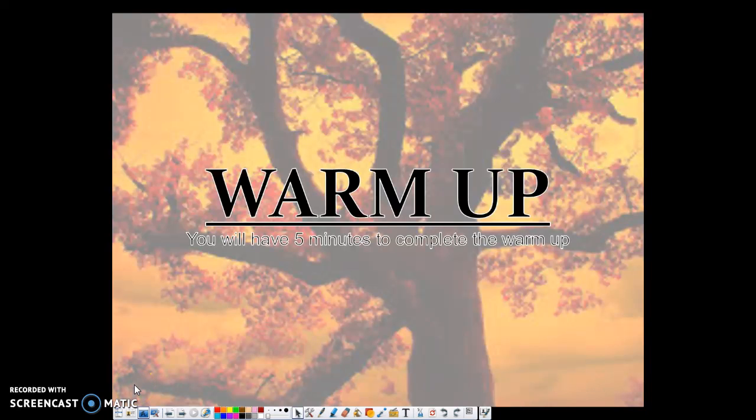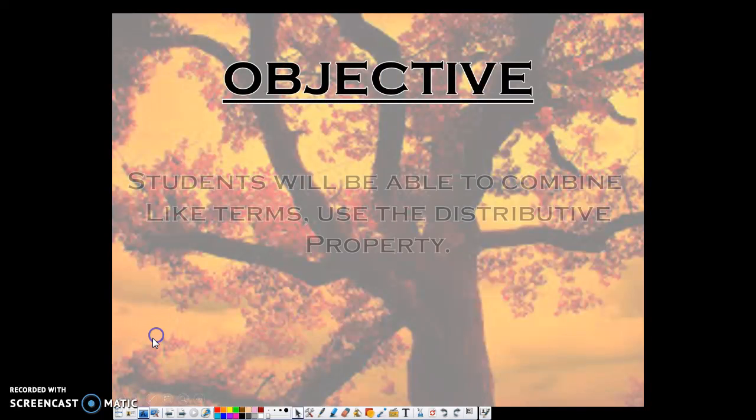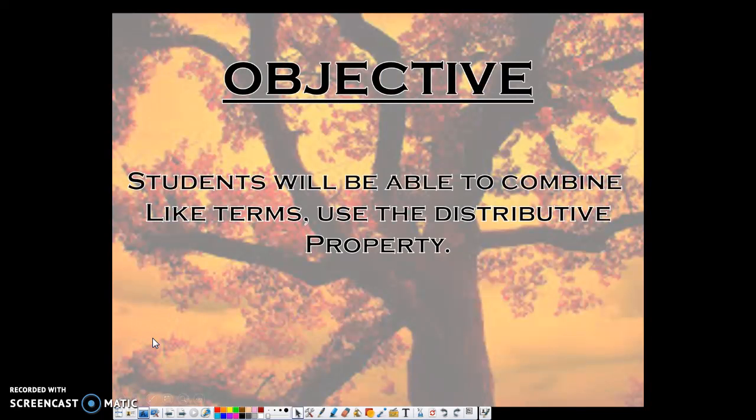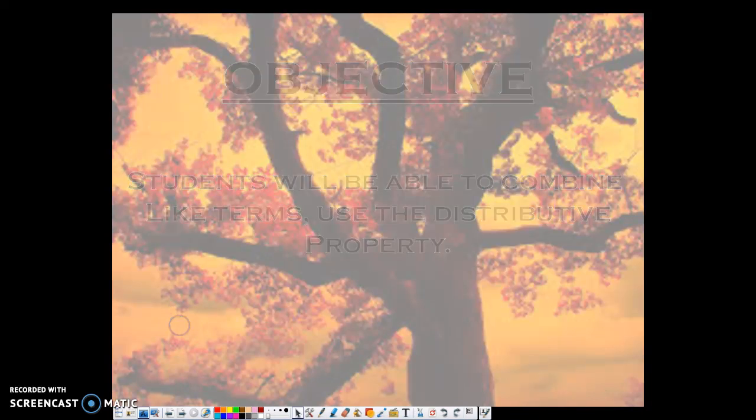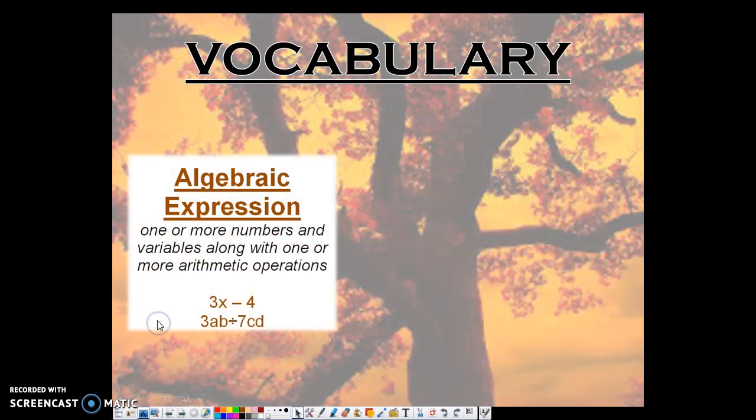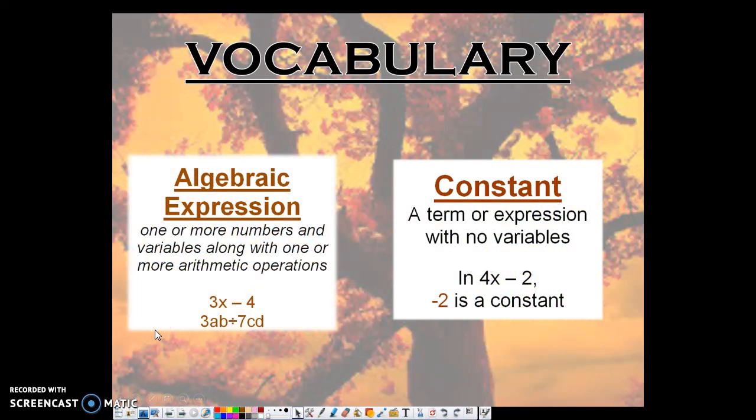All right, so your warm-up should be complete. Let's go over some vocabulary for today. First off, the objective is students will be able to combine like terms and use the distributive property. You learned this in 8th grade, so you should be able to do this. So, vocabulary. Algebraic expressions.